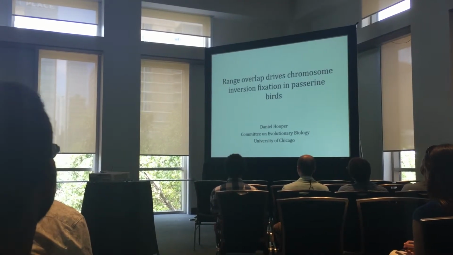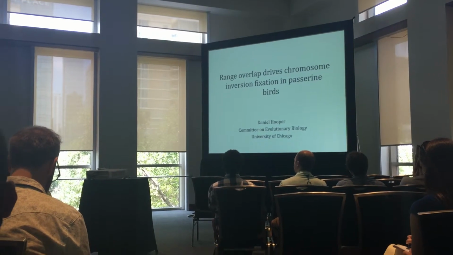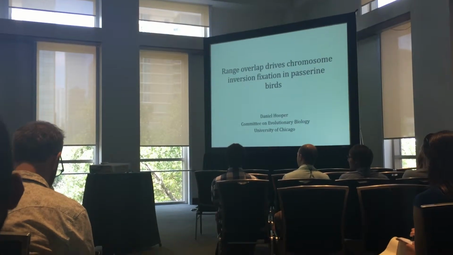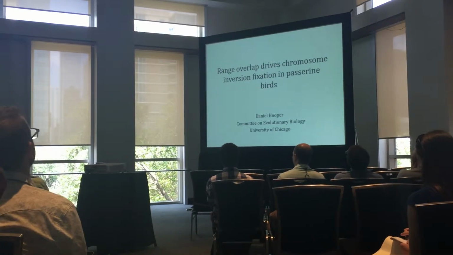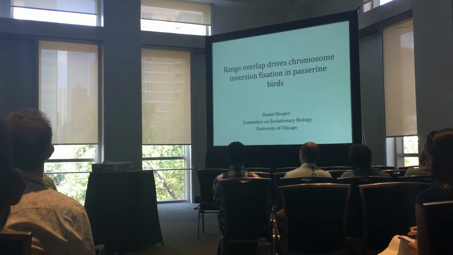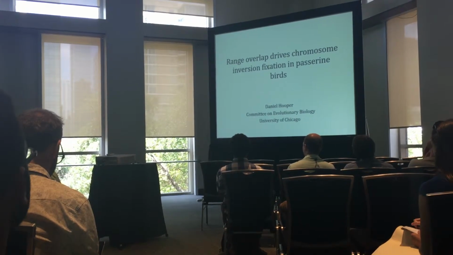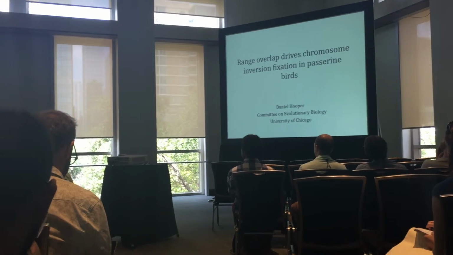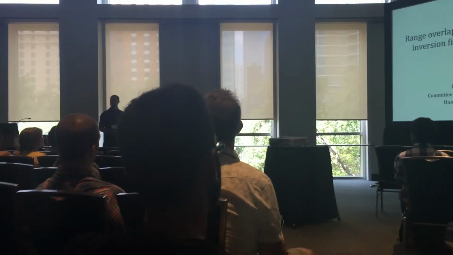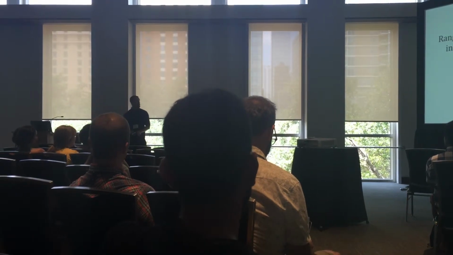Today I'm going to be talking about my work on how range overlap drives chromosome inversion fixation in passerine birds. I really want to impress upon you that the process of speciation involves not just the accumulation of molecular changes in DNA composition, but oftentimes also large structural rearrangements of the architecture of divergent genomes. Chromosome inversions are one type of structural rearrangement that are often found as fixed differences between species, as well as polymorphisms segregating within species.